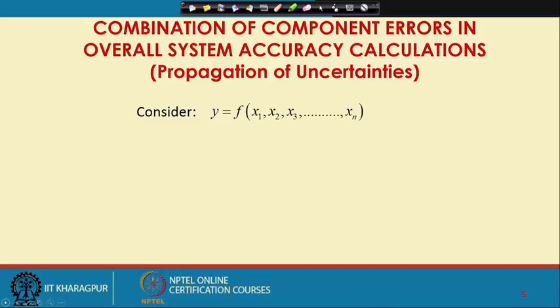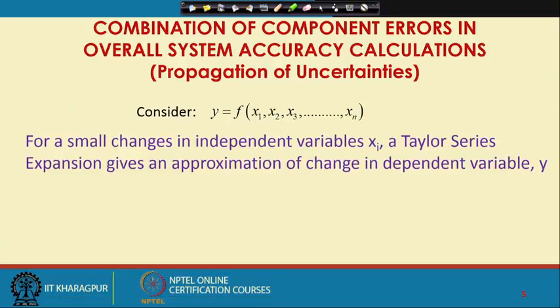So, let us consider that y, a quantity that I am computing or measuring, is a function of various other measurements. So, y is a function of x1, x2, x3 up to xn. For small changes in the independent variables x_i, a Taylor series expansion gives an approximation of the change in the dependent variable y.